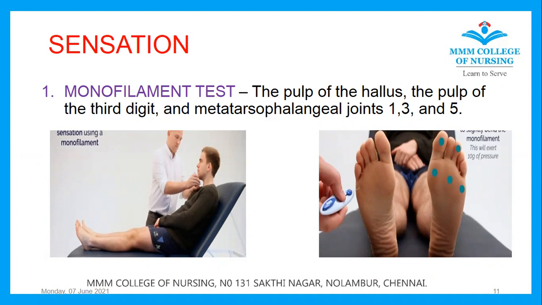and the metatarsophalangeal joints 1, 3, and 5, as shown in the picture. These are the points where we have to keep it. So how do we do this procedure? Ask the patient to report when they feel the monofilament touch the foot. First press the monofilament against the skin until it bends slightly, so we can confirm it gives off 10 grams of pressure.